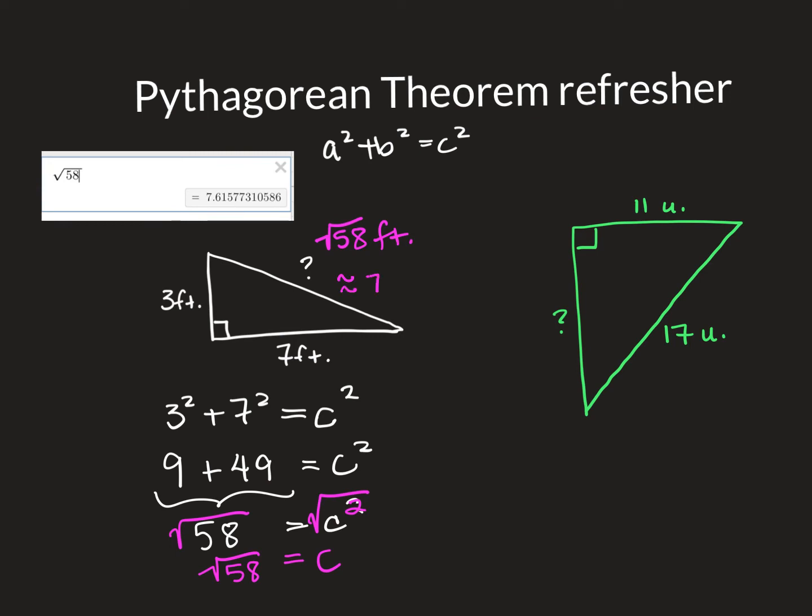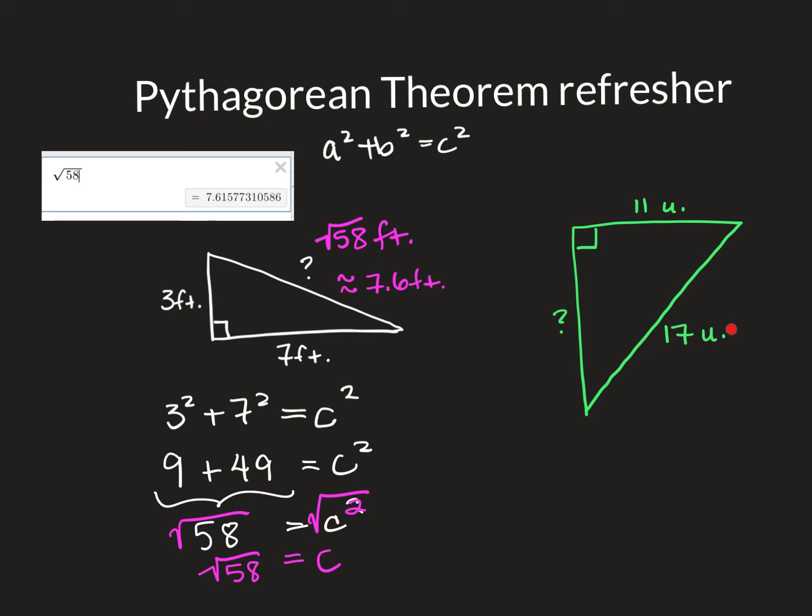Super useful for you to give yourself a quick hip check, does that even make sense? What should be the longest side here? Definitely the hypotenuse, 7.6. Okay, cool, that seems reasonable. Okay, cool, so that's one example.